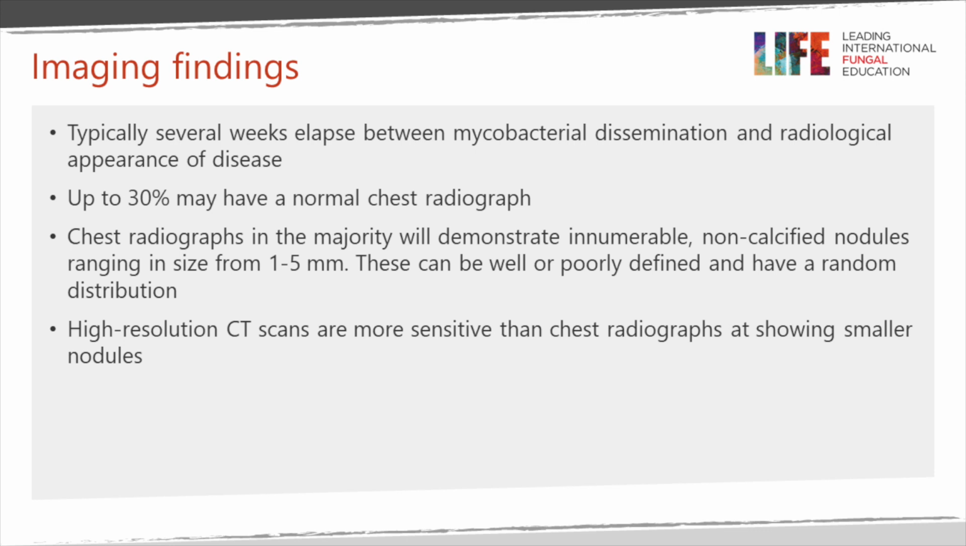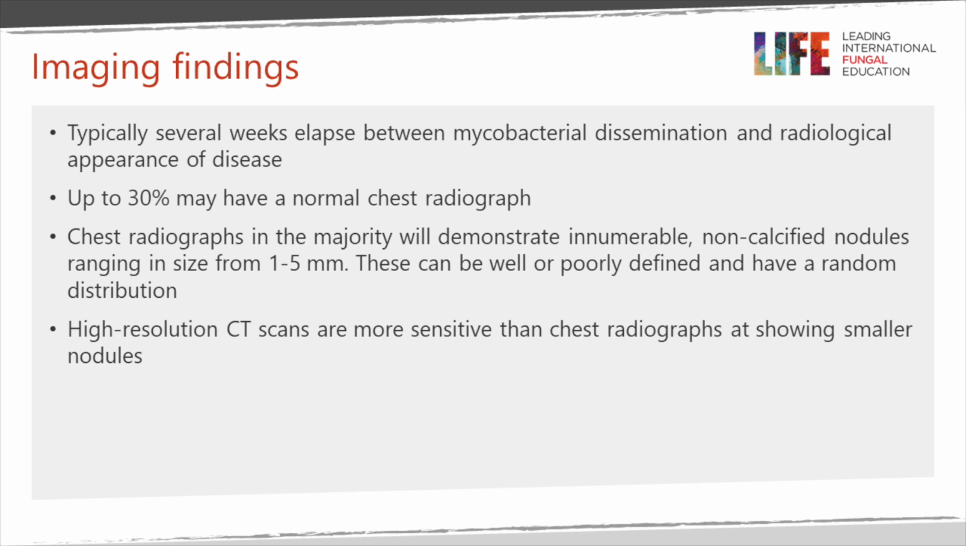Typically, it takes several weeks for these small foci of disease within the tissues to develop enough to radiologically appreciate the disease. If you think about it, a single mycobacterial organism can't be seen on the CT scan. We have to wait for the cell-mediated immunity to cause these granulomas. And depending on what stage we catch the patient at, up to a third or so may have a normal chest radiograph. Sometimes if you do a CT scan, you may appreciate the granulomata.